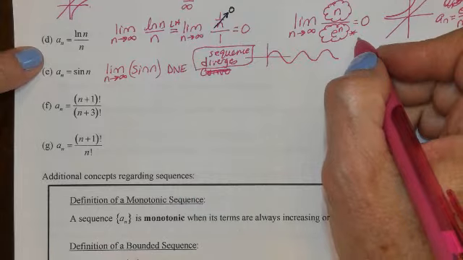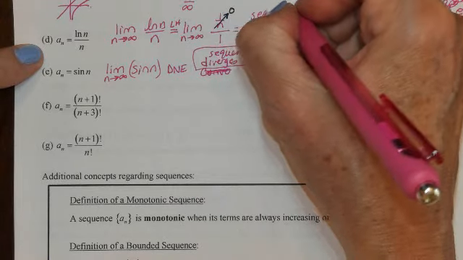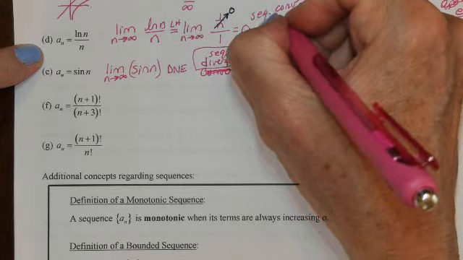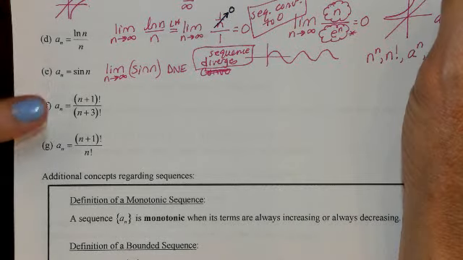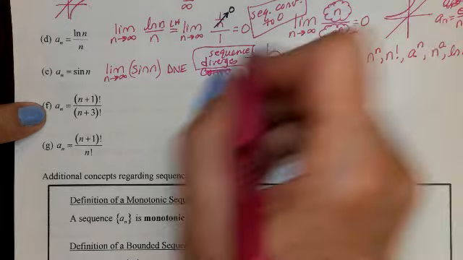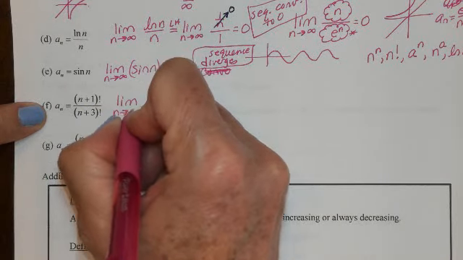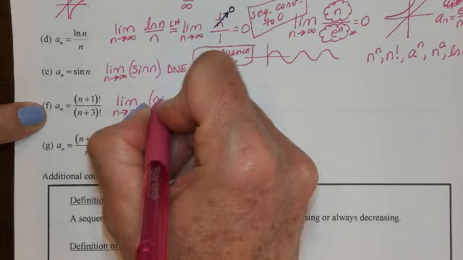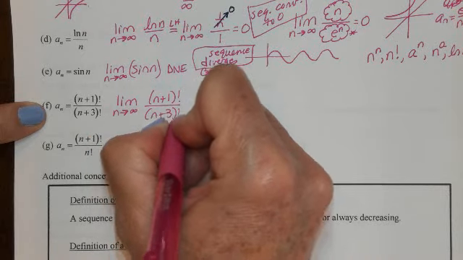Up here, I didn't really write this out, but in part D, I would say that the sequence converges to 0. Okay? F. What about this one? The limit as n goes to infinity of n plus 1 factorial divided by n plus 3 factorial.